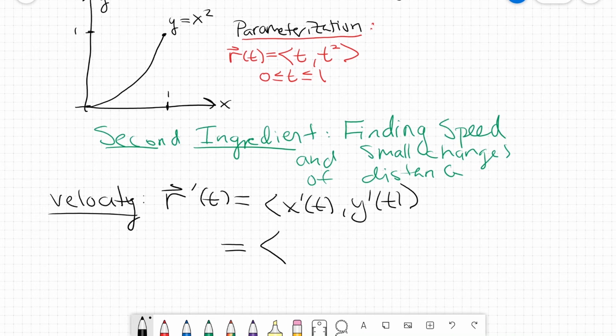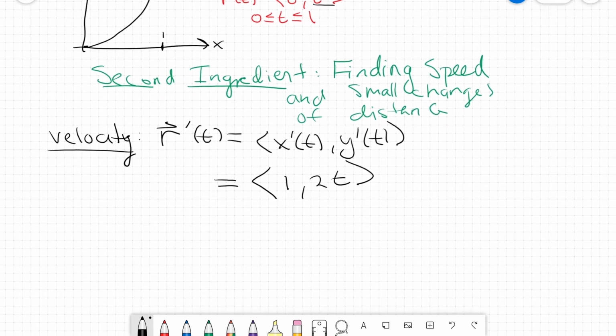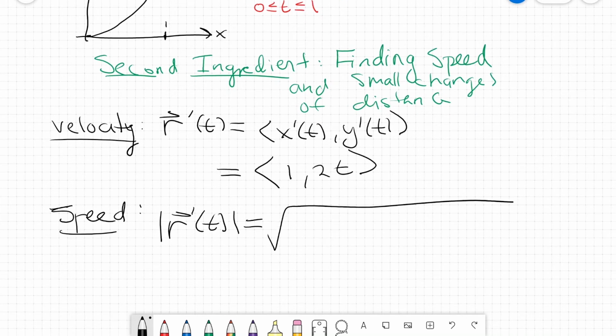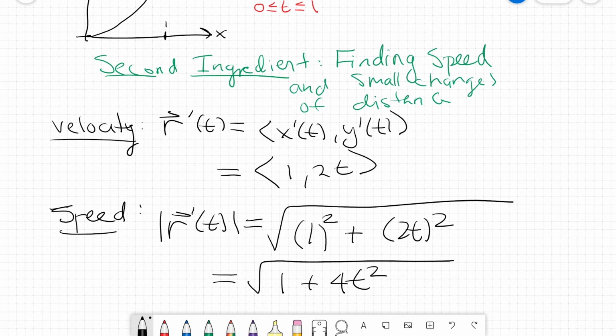In our example, the derivative of the x component with respect to t will just be 1, and the derivative of the y component with respect to t will be 2t. Please don't forget to take the derivative of our parameterization when you want to find the speed. But now we just have the velocity. To get the speed, we want the magnitude of the velocity. Hence, the magnitude of r prime is, we now have the speed that this ant would be traveling when it's moving along this string.